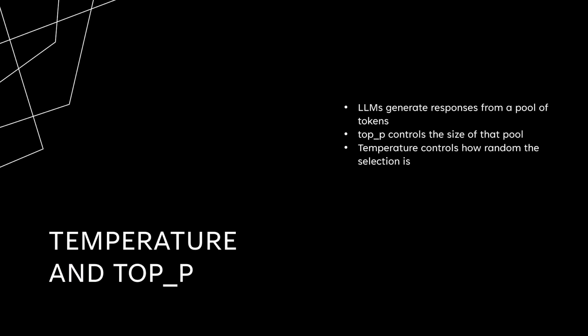A higher temperature value means the LLM is more adventurous or unpredictable and will consider more of the tokens in the pool. A lower temperature value means the LLM is more deterministic, sticking to the most likely choices while ignoring the others. It might help to visualize this.